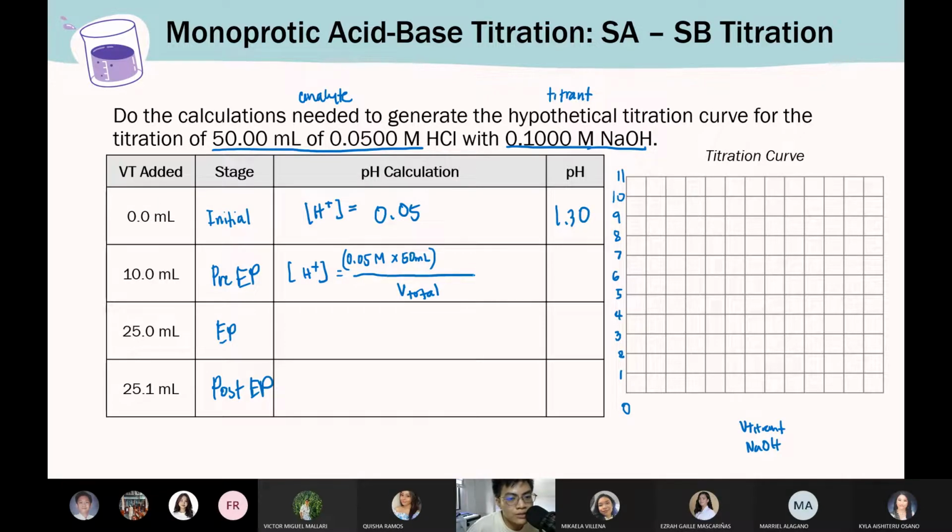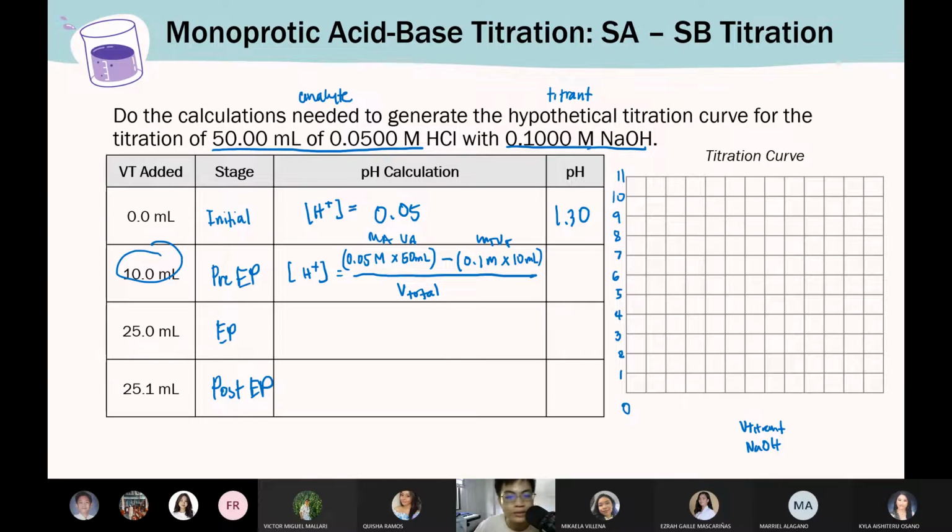Okay? So, that's my MAVA. That will give me the moles of the analyte. Okay? Moles of the acid. So, 0.05 molar times 50 ml. That's my MAVA. Minus MTBT. Yun yung molarity ng titrant mo times the volume of the titrant. So what's the volume of the titrant? So that's 10 ml. Okay. How about the total volume? To get the total volume, ano yun? What do you think is the total volume? That's the volume of your analyte and the volume of your titrant. So ano yun? 60 ml.